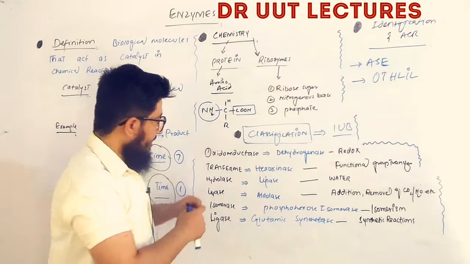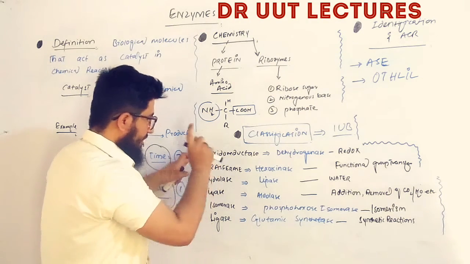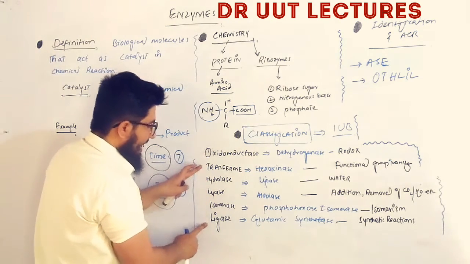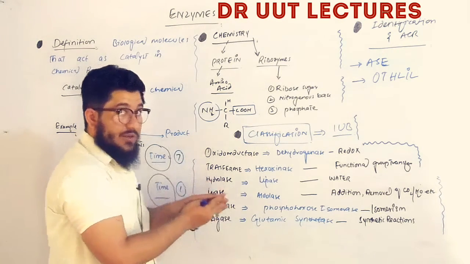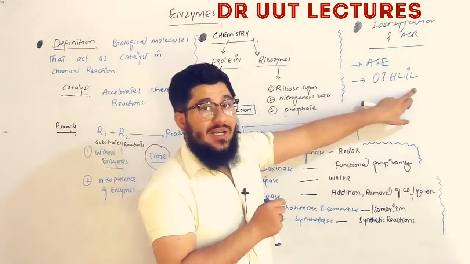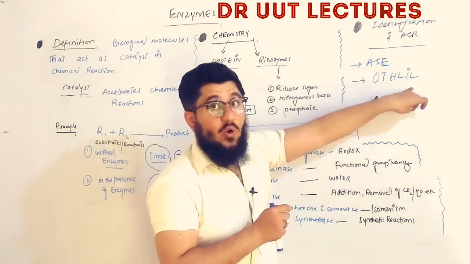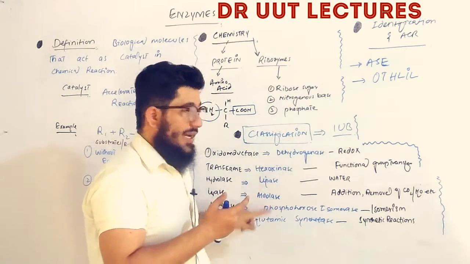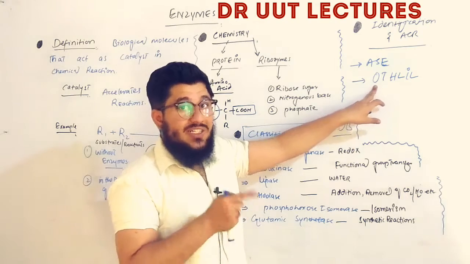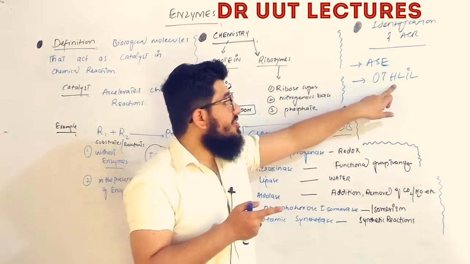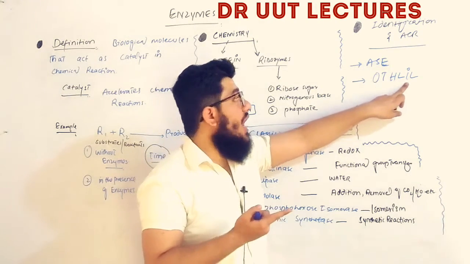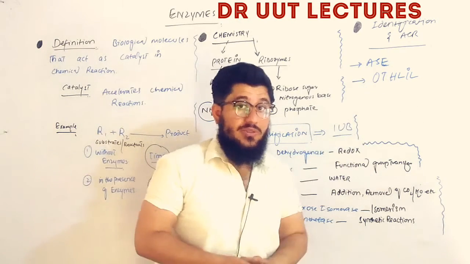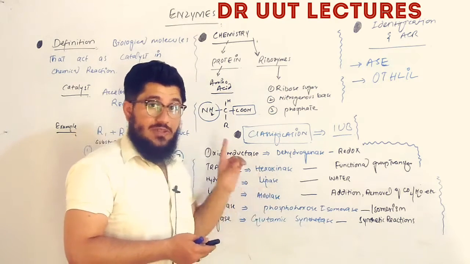Now what is the acronym? Just take one letter of each term: O from oxidoreductase, T, H, L, I, L. Now just combine them together to make one word, that is OTHLIL. O-T-H-L-I-L, OTHLIL. This is going to help you memorize the entire classification. O oxidoreductase, T transferase, H hydrolase, L lyase, I isomerase, L ligase. That's it. The acronym in order to remember the classification of enzymes.